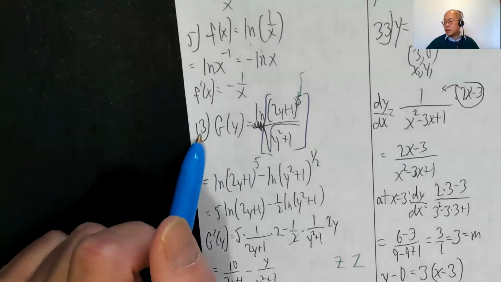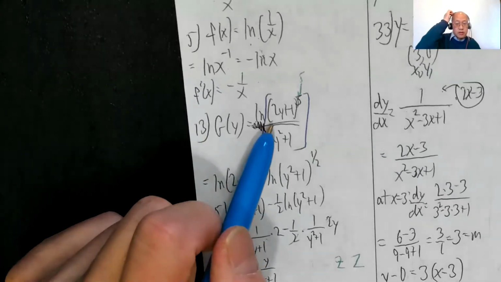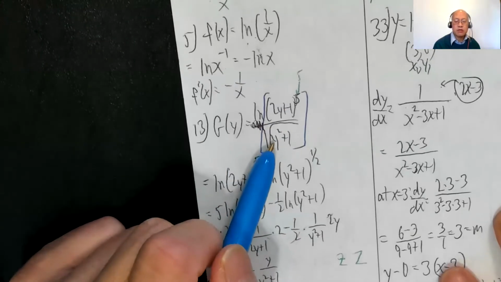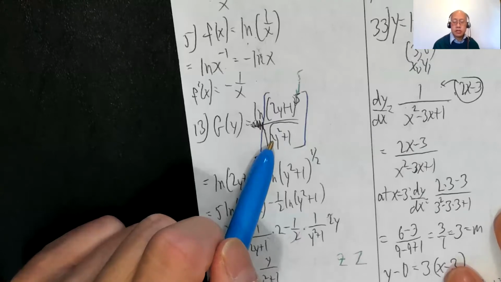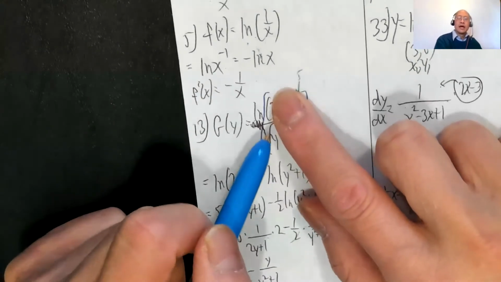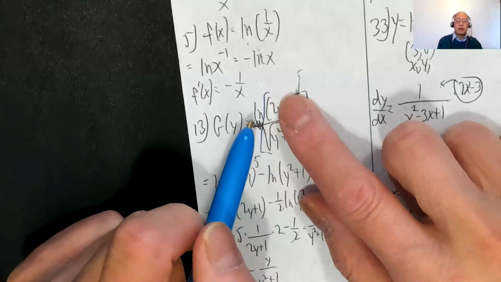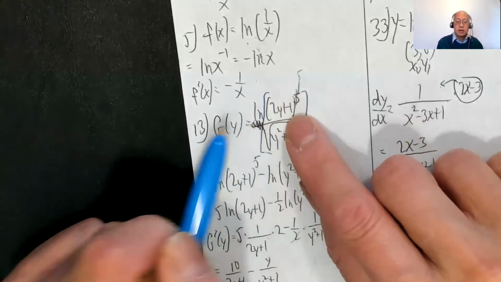Okay. 13 is a good problem. It helps you set up another problem later. It's got ln of (2y plus 1) to the 5th over radical y squared plus 1. You can do the chain rule as is, but it's going to be very messy. You have to go 1 over all this, and then times the derivative of the inside, which involves a quotient. Much better to use properties of logs.